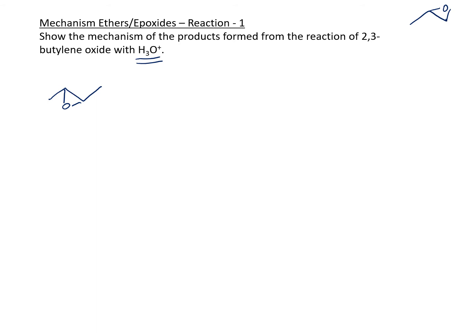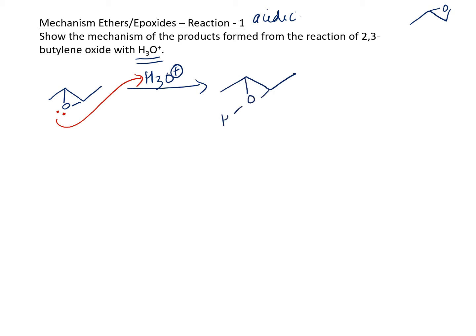So here, show the mechanism of the products formed from the reaction of 2,3-butylene oxide with H3O plus. We have another acidic mechanism going on, so it's kind of like an acid-base mechanism again. As soon as I know I have an acid-base mechanism, I look for my base, which is always going to be the oxygen here, and protonate the oxygen. Then I get an oxonium ion right here, and this ring is now highly stressed out. It was stressed out before, and now the oxygen is even charged, so pretty stressed out.